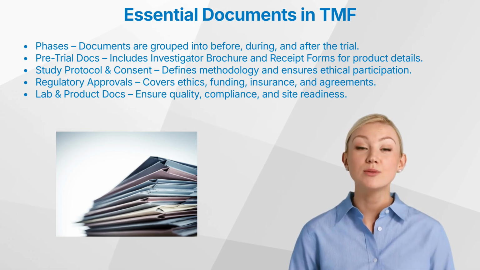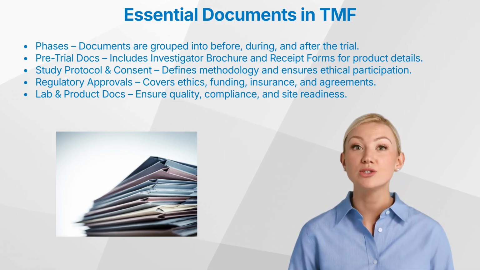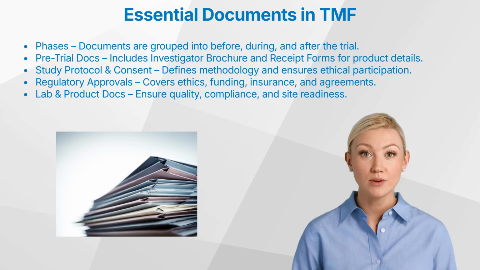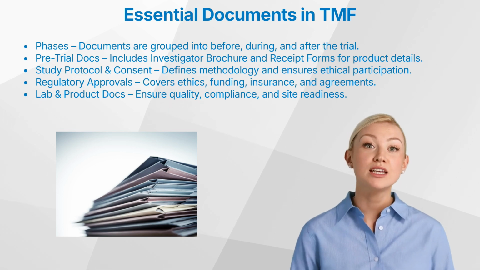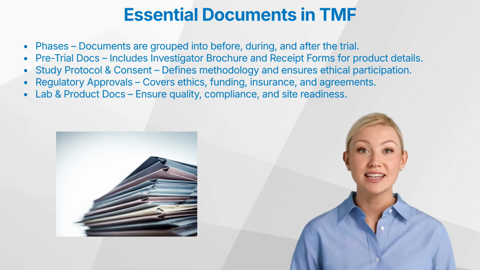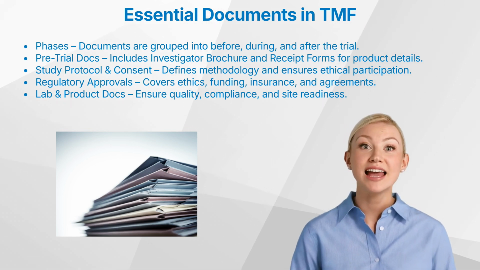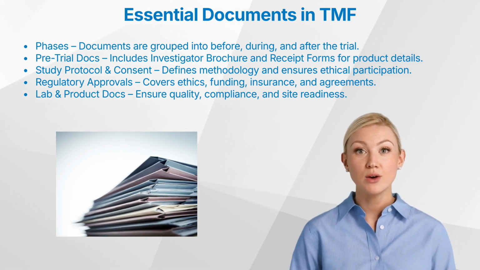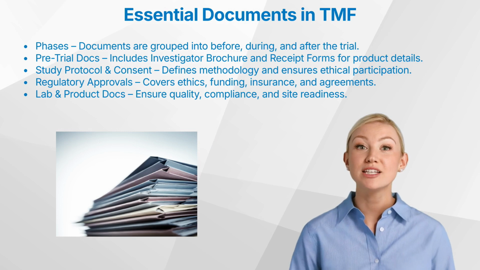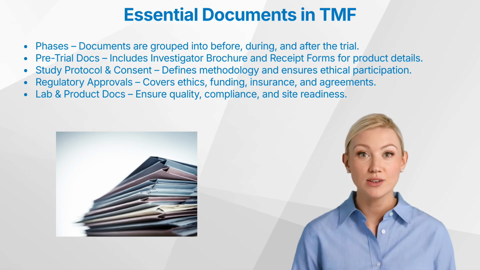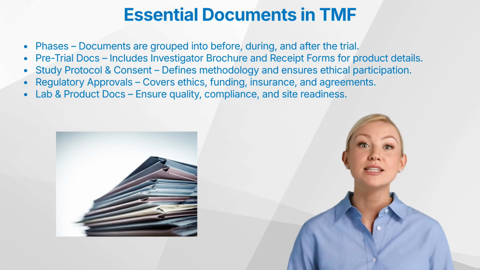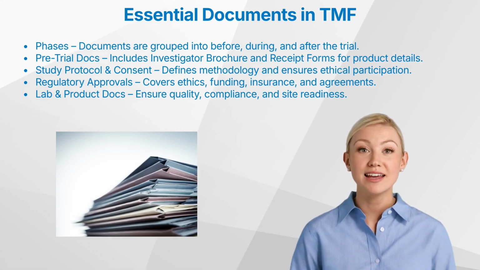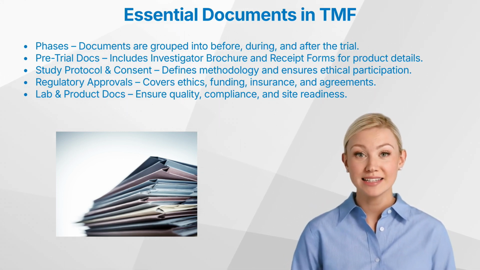3. Informed consent form. Another crucial document is the informed consent form, which provides participants with clear information about the study, including risks and benefits, ensuring voluntary participation and ethical compliance. 4. Regulatory approvals and agreements. Ethics committee and competent authority approvals are mandatory before a trial begins. These approvals safeguard participant rights and ensure regulatory compliance.